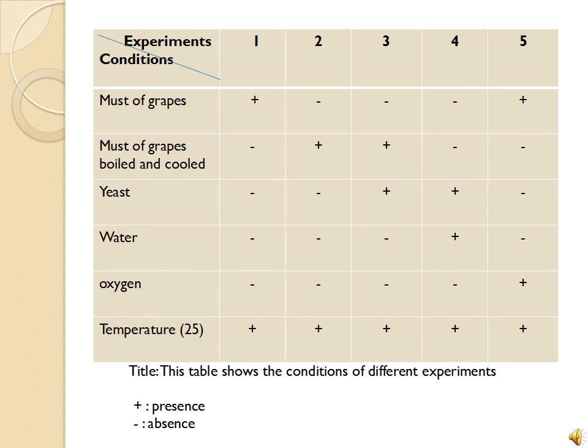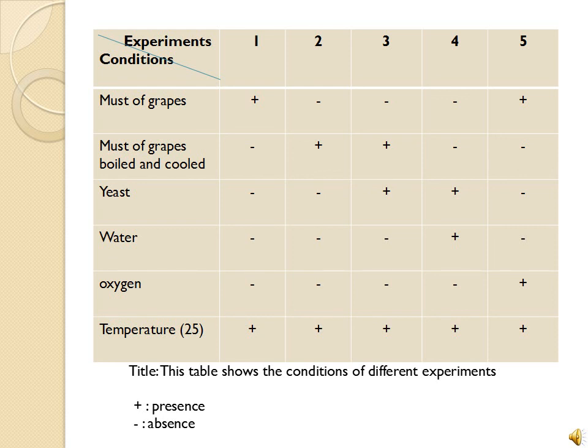So I put the mass of grapes, the grapes that are boiled and cooled, yeast, water, oxygen, and I put the temperature 25. Now if a condition is present in an experiment, I put plus; if it is not present, I put minus. So mass of grapes is present in experiment 1 and in experiment 5, so I put a plus in experiments 1 and 5 and minus in the rest. Boiled and cooled grapes are found in experiments 2 and 3, while in the others they are not present, so I put minus. Yeast is present only in experiments 3 and 4, so I put plus under 3 and 4, while under 1, 2 and 5 I put minus.